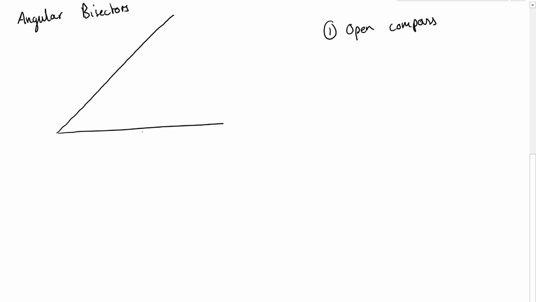Okay, so it doesn't really matter how open it is, just try and be reasonable with it to get it to be able to form some sort of curve along these two lines. So to draw a curve along the two lines of your angle. Okay, so the two lines that enclose your angle.